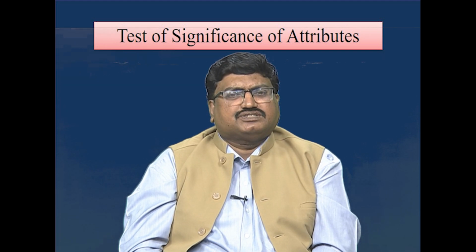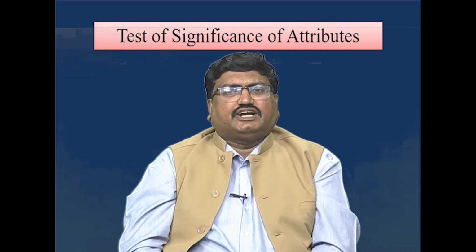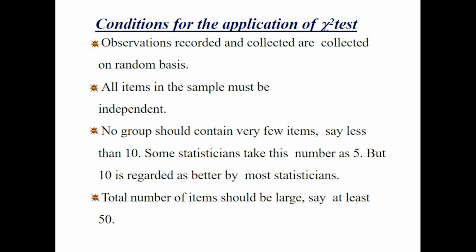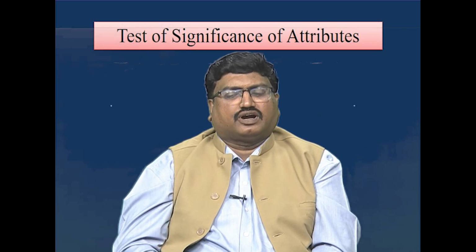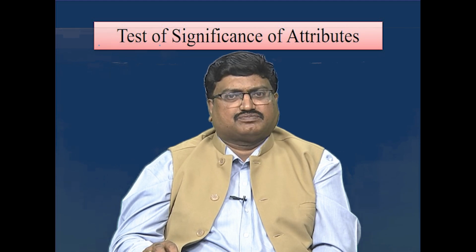But some statisticians also call it 5. And it is also important that if you go about taking total observations, the total must be 50 or more. So if the sample size is below 50, you cannot conduct a chi-square test.